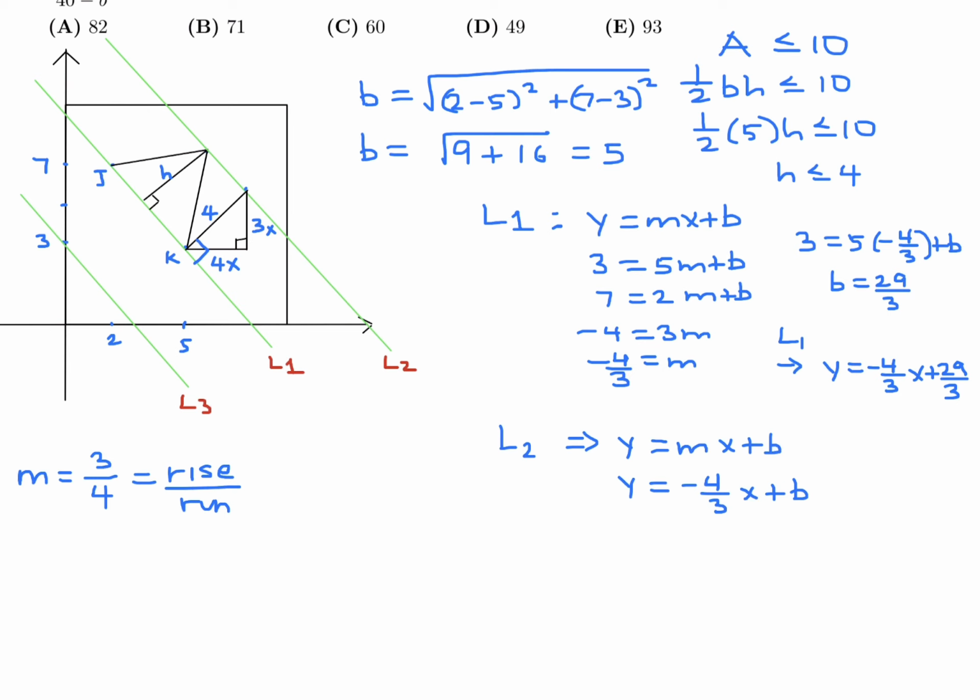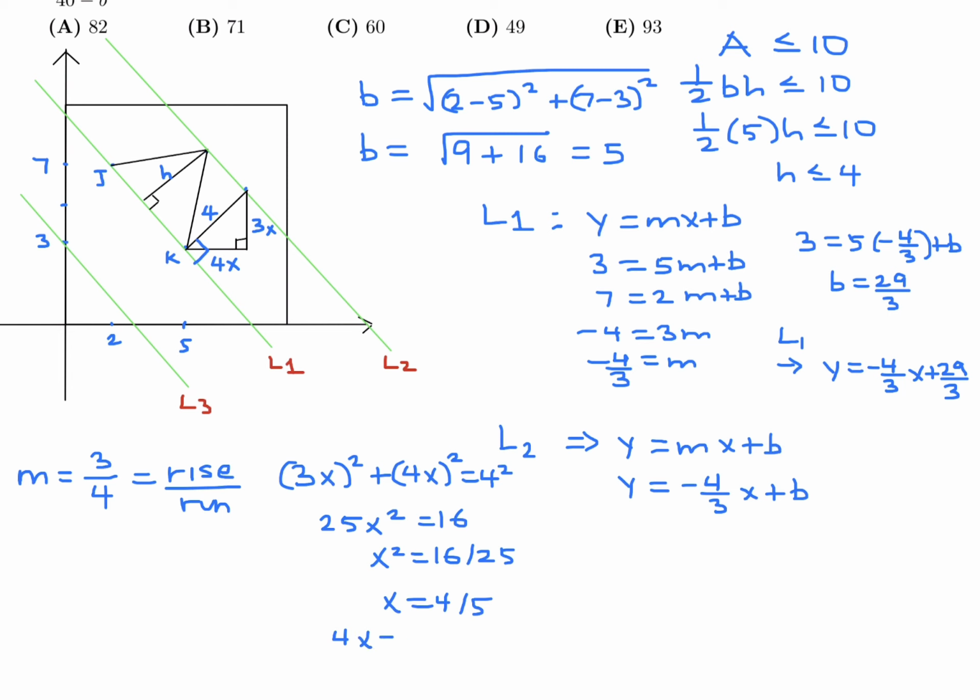And here's how you do it. Obviously from that triangle, you can get a Pythagorean relationship. 3x squared plus 4x squared is equal to 4 squared. So that is 9x squared plus 16x squared. 25x squared is equal to 16. x squared is 16 over 25. And therefore x would be 4 over 5. So that means 4x would be 16 over 5. And 3x would be 9 over 5.